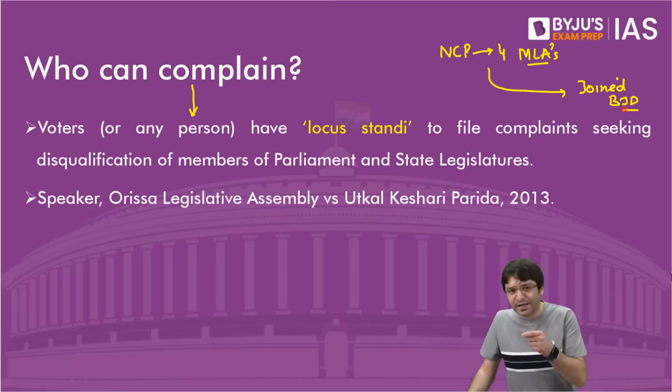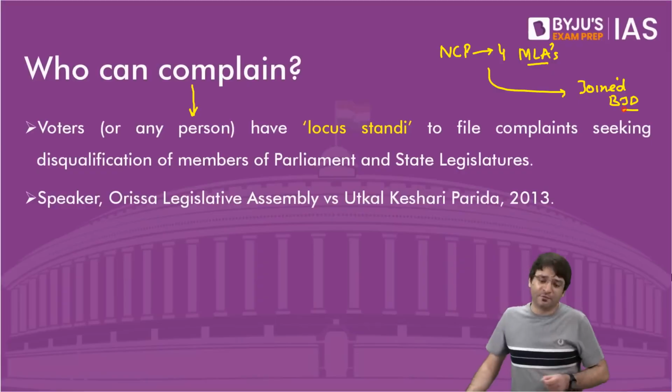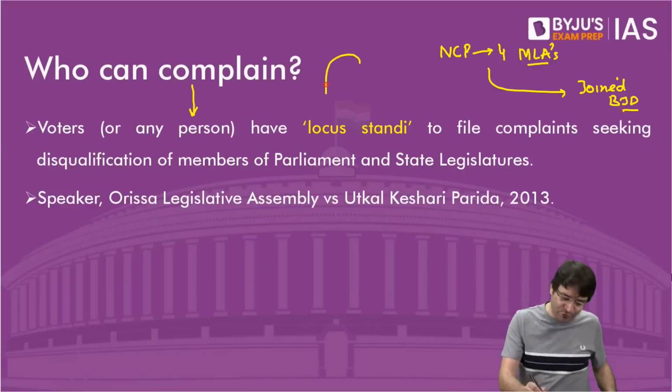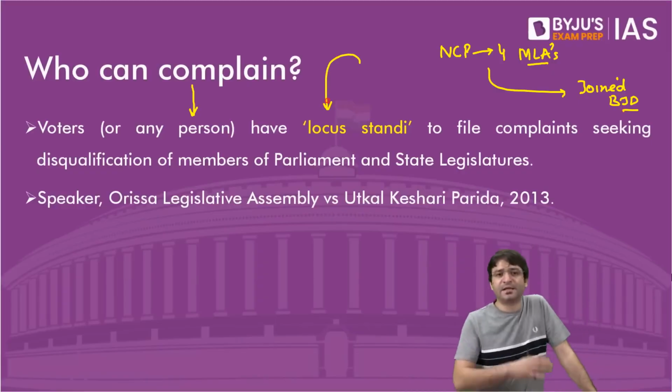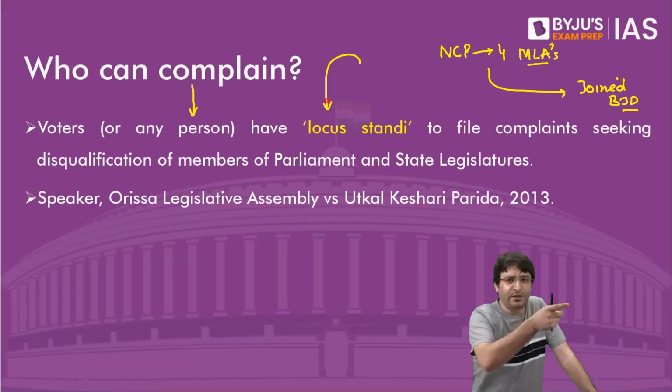The head of the NCP political party in Odisha filed a complaint before the Speaker, saying, Speaker, we have 4 MLAs belonging to my party, NCP. They have joined Biju Janata Dal. Please disqualify them.